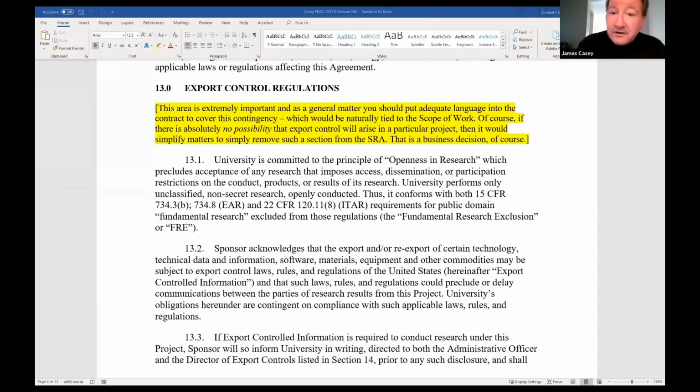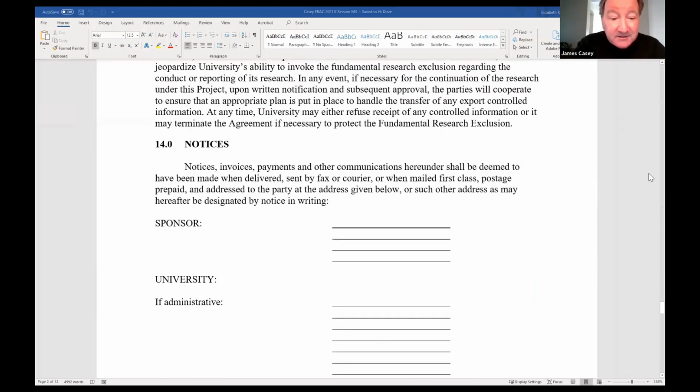And if you're in a collegial environment, it's very important for these offices to talk together on a daily or frequent basis. Of course, as I mentioned in this highlighted area, if there is no possibility that export control is applicable to a specific project, then I would remove it from the template SRA as you get down to negotiation. But that is a business decision, and that is something on a case-by-case basis. Okay, we can scroll down, and we're just about ready for questions.